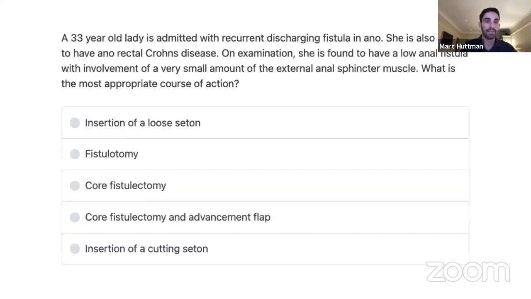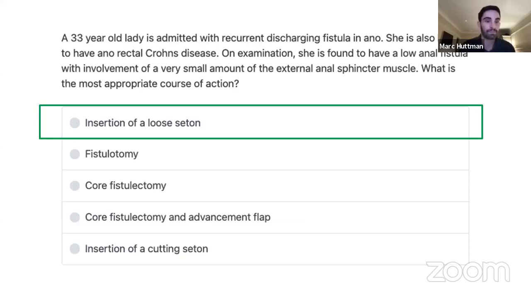Next question, a 33-year-old lady is admitted with recurrent discharging fistula in ano. She's known to have anorectal Crohn's, i.e. Crohn's of that area. On examination, she's found to have a low anal fistula with involvement of a very small amount of the external anal sphincter. What's the most appropriate course of action? Cool, hope you've thought of an answer. So the answer is insertion of a loose seton. If you said fistulotomy, I'll give you half marks, but remember it's contraindicated in Crohn's. So laying open the track would have been the right answer here if it weren't for the Crohn's disease, but because this person has Crohn's, you have to use a seton.